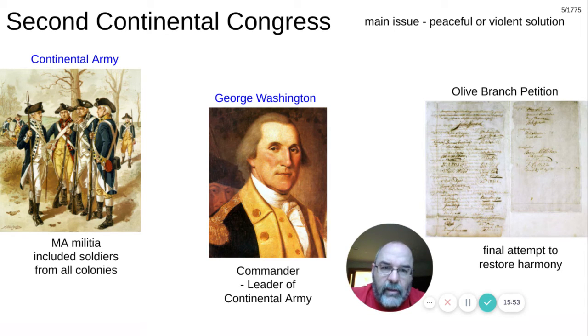But the colonists also send the Olive Branch Petition. The Olive Branch Petition is the final attempt to restore harmony. We're trying one last time for peace. We're basically saying to the king, look, the colonists are trying to have peace. The colonists want this to be successful. The colonists want to stay British. And so here is one more peace offer.